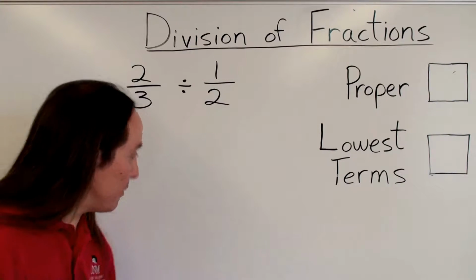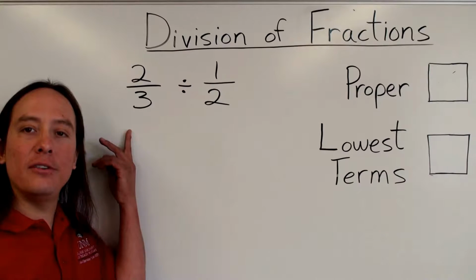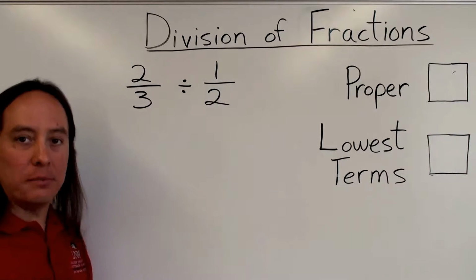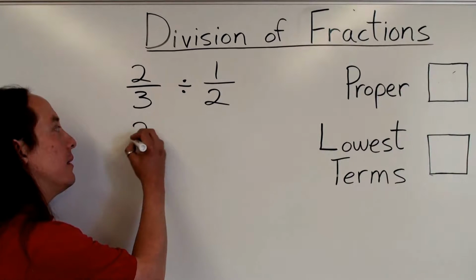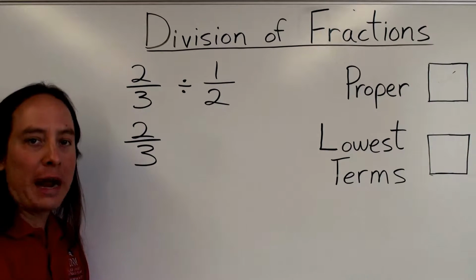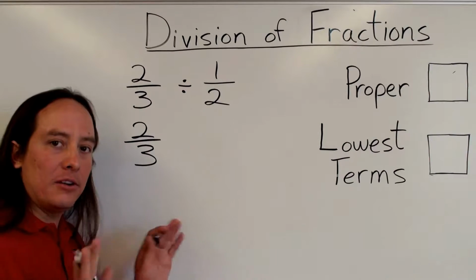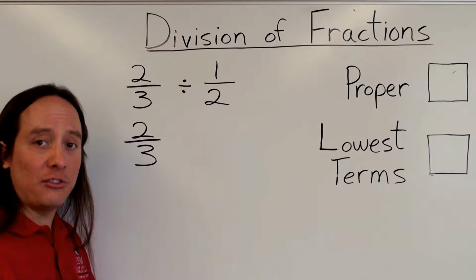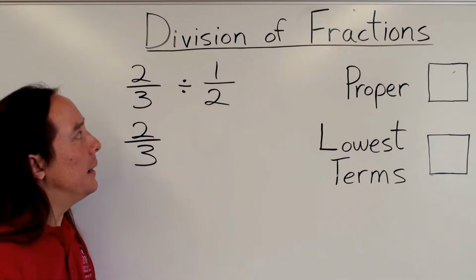All right. So our example is 2/3 divided by 1/2. First thing I'm going to do is write the first fraction down again. I'm just going to bring it down. I'm not going to change the first fraction. That never changes. The second one, however, I am going to change, and that will always change, at least the way I do it.